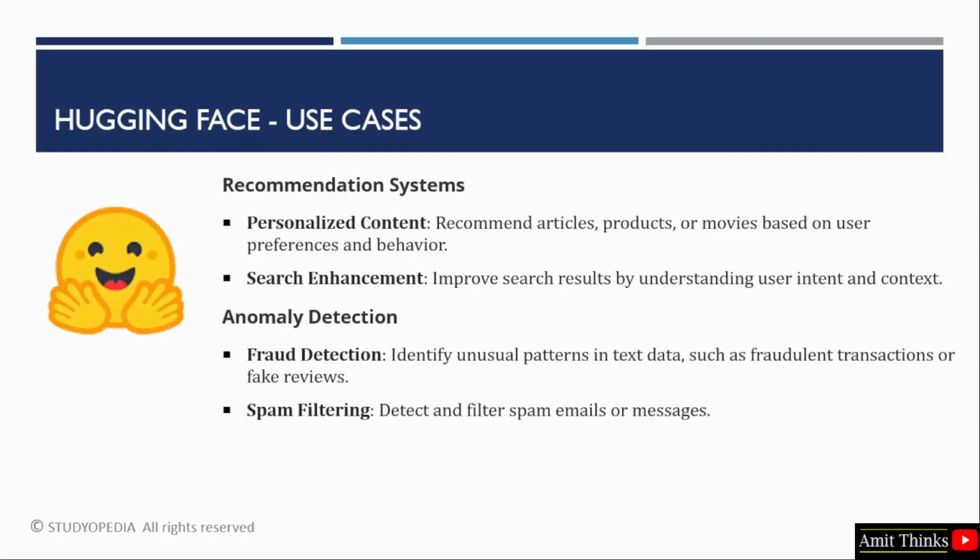Then comes your recommendation systems. You must have seen it on Netflix or Amazon Prime. You can easily recommend movies or web series using what people are actually liking in their account. With that, enhance the search results by understanding the intent of users and their context. Also detect frauds easily. With that, regarding emails, easily detect and filter spam emails.